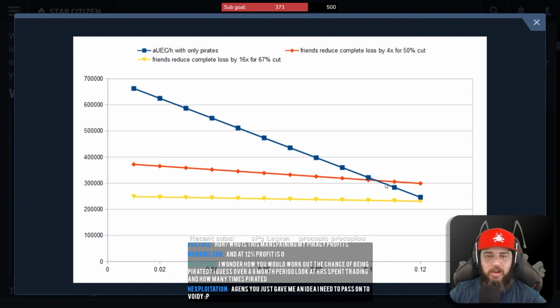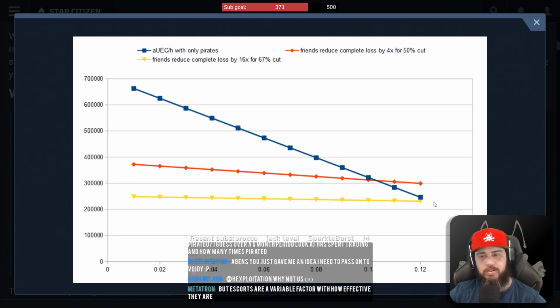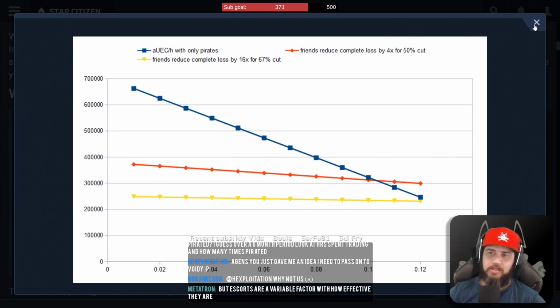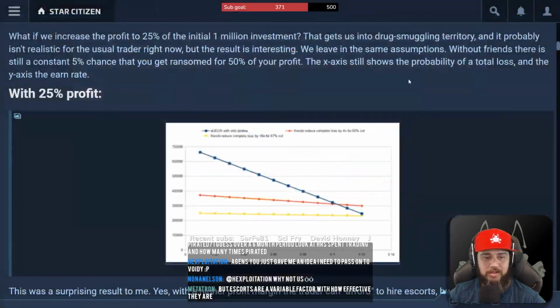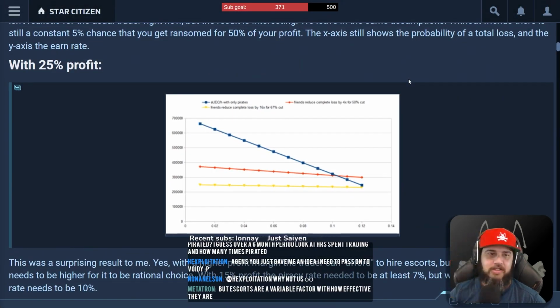So your profit margins are higher, but even then, the interesting part is that at a 12% chance of a piracy encounter, having more people with you ends up not being as good according to this chart. Whereas if you have one person with you, you are. But the more people you add, this doesn't feel right. That is true, Metatron. Escorts are only as good as the pilots in the ships. Same with turret gunners, they're only as good as their aim. But I think there's a lot of assumptions being made with these posts.